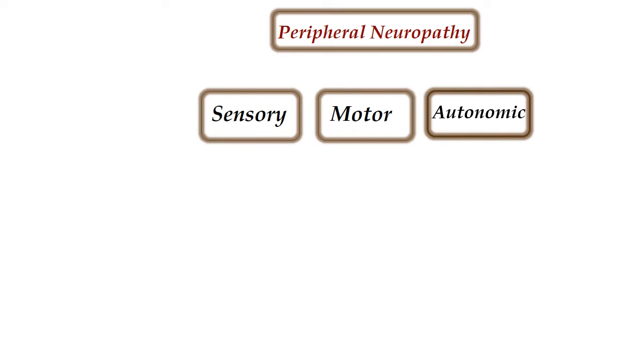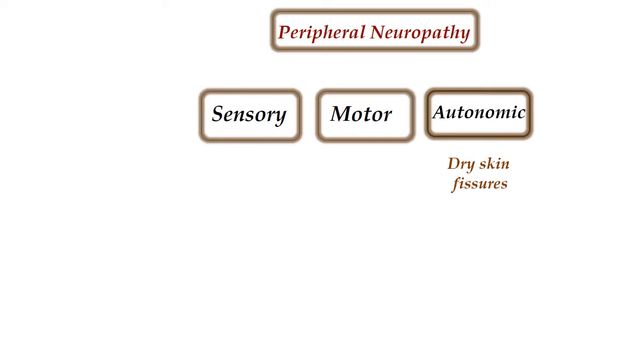The last type of peripheral neuropathy is autonomic neuropathy. Of course, many of us know about the central autonomic neuropathy related to diabetes, like abnormalities in the pulse, diarrhea and different other types. But here we are talking about the peripheral autonomic neuropathy.